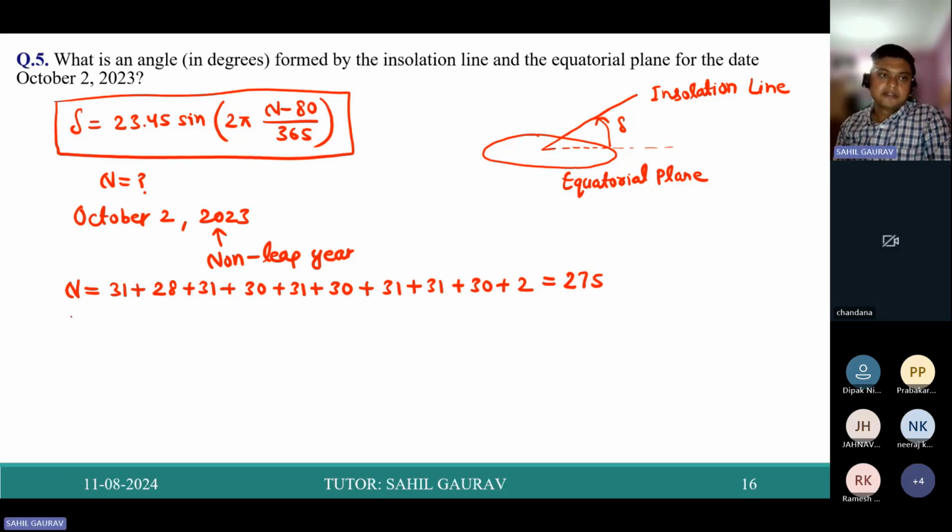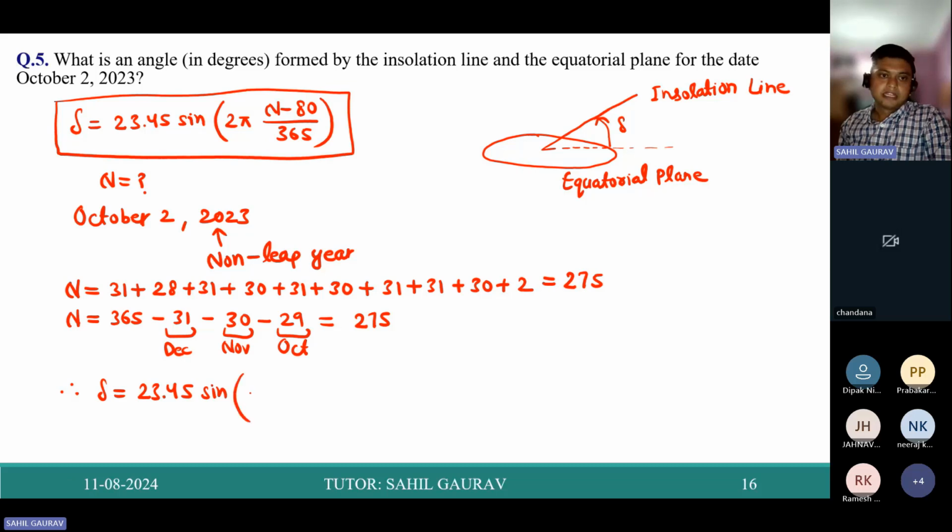You can also find the n value from the end of the year. Number of days in a year, 365, minus 31 for December, 30 for November, and in October it is 31, so 31 minus 2 is 29. So from here also we will get 275.